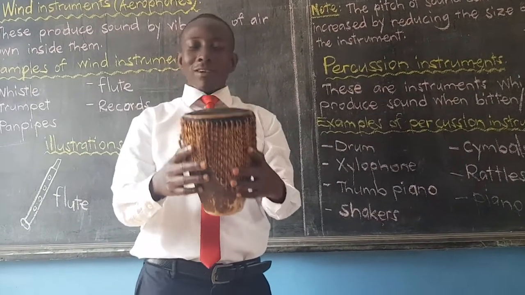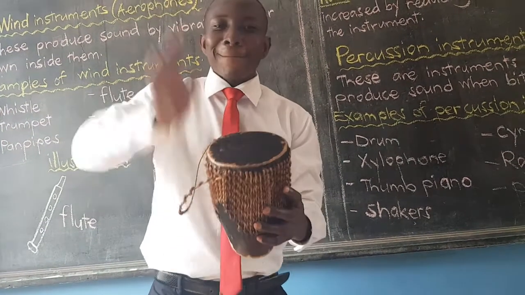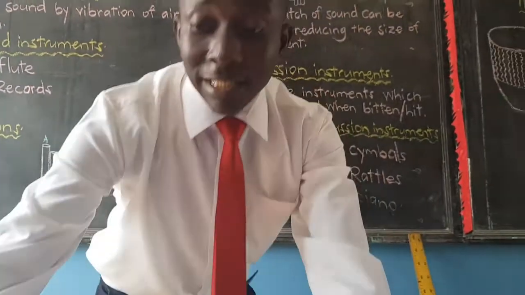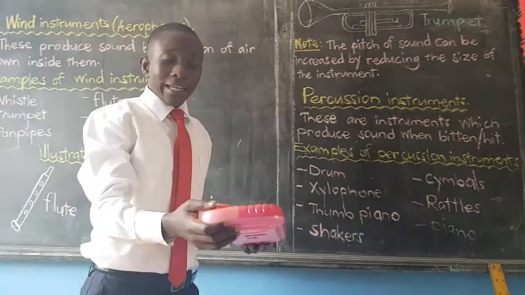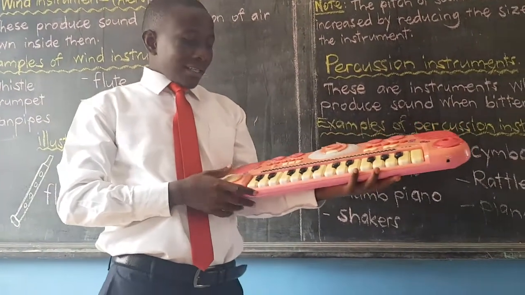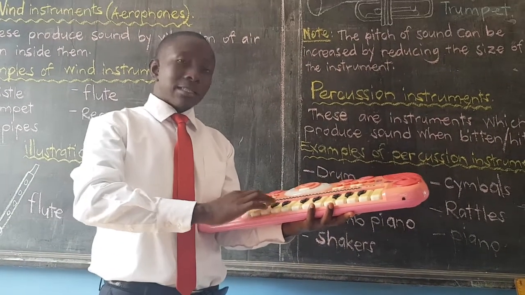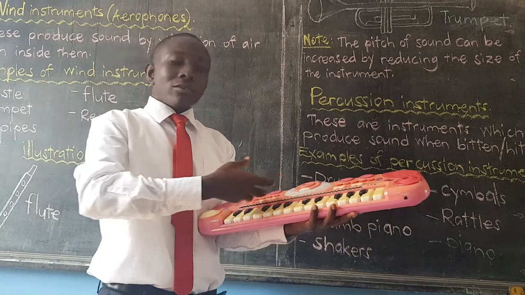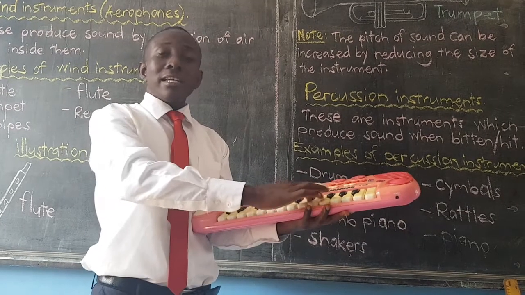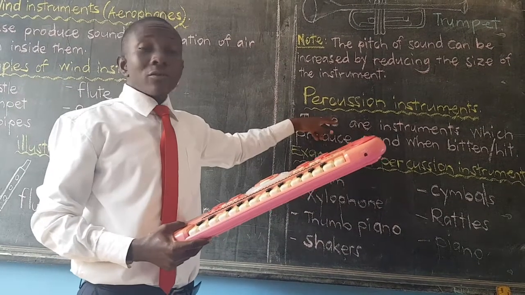Okay? Examples of those percussion musical instruments: we have this one. Everybody knows this is a drum. It produces sound when beaten or hit. Now this one, you can guess what it is. I think it is a piano. This one is a piano. It produces sound. You may think you are just tapping, but there is a connection of hammers inside which keep knocking to produce the sound in this piano. So a piano also belongs to percussion musical instruments.